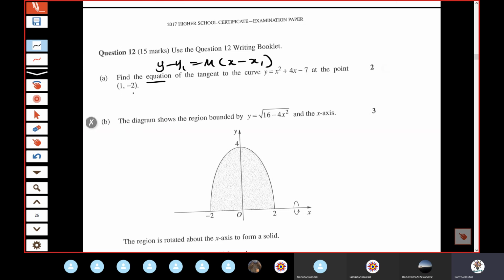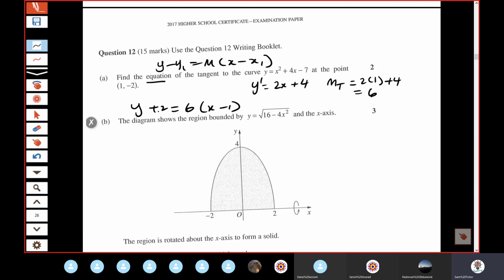And again, you have x1 and y1, there it is. How do I find the gradient of a curve? Derivative, you have to differentiate. So differentiate, that gives me the gradient function. You guys remember that? That allows me to find the gradient anywhere. If I want to find the gradient of my tangent, sub it in. 2 times 1 plus 4, 2 plus 4 is 6. And then we should be good. y plus 2 equals 6 times (x minus 1).